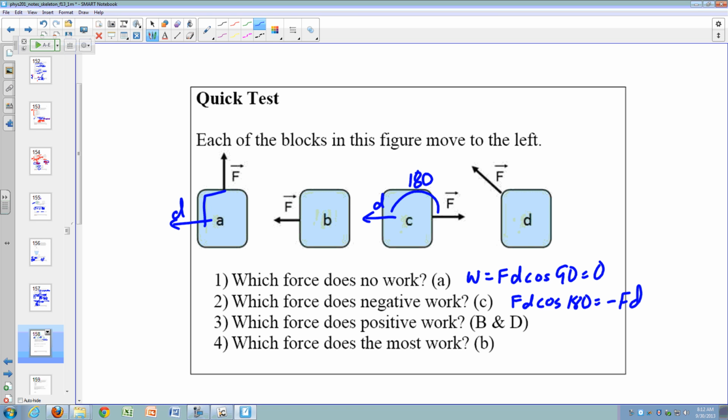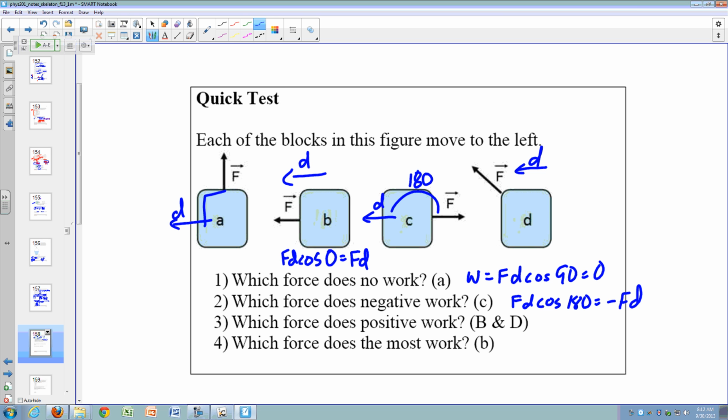The force that does positive work is B and D. The displacement is in this direction. The displacement is in this direction. So they're both in the same direction. For this one, it'll be FD cosine of 0. Oh, excuse me, that's a 0. Which is just going to equal F times D, positive F times D.